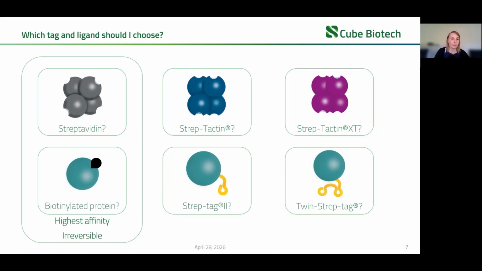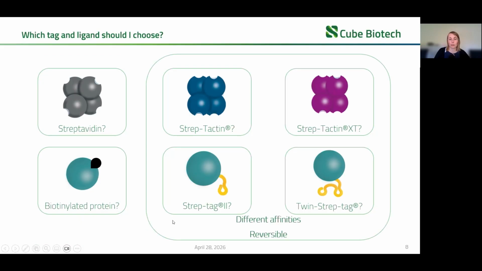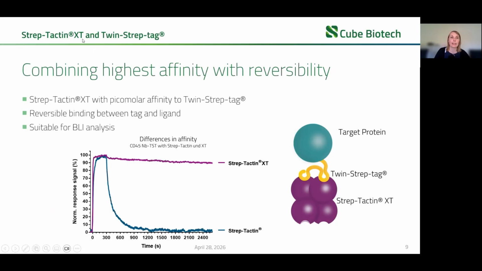So if you now look at the systems, you get, of course, the highest affinity if you choose streptavidin in combination with biotin-related proteins, but you have the disadvantage that it's irreversible. And when you work with the strep-tag system, you have different affinities available with the advantage that it is reversible. So now that combination that actually offers the advantage of having a high affinity and still being reversible is the Strep-Tactin XT and Twin-Strep-tag combination. So the Strep-Tactin XT binds with a picomolar affinity to the Twin-Strep-tag, and that makes it suitable for experiments such as BLI. So we show this here as well.